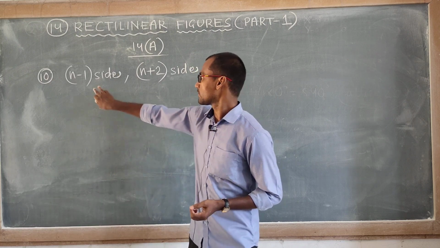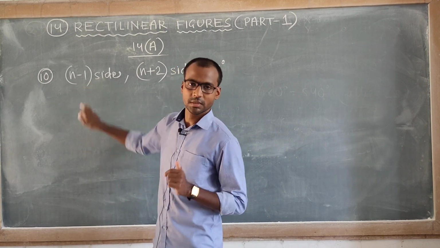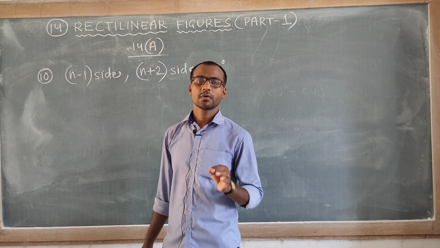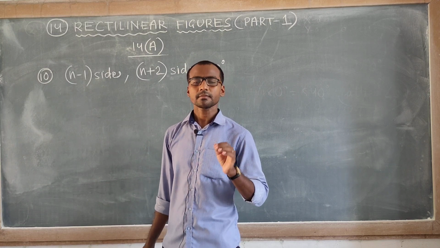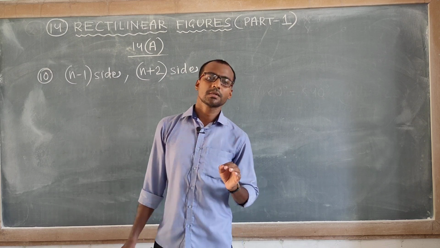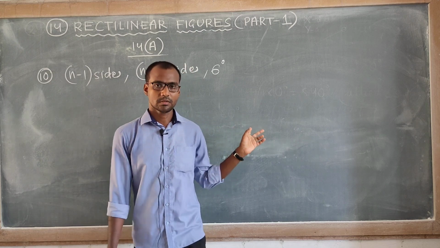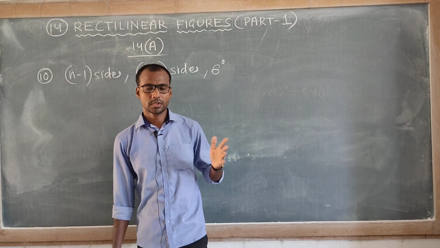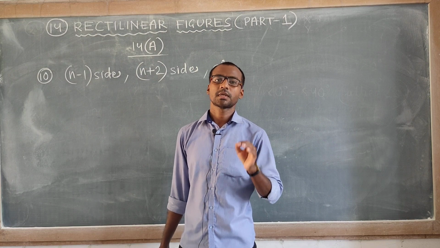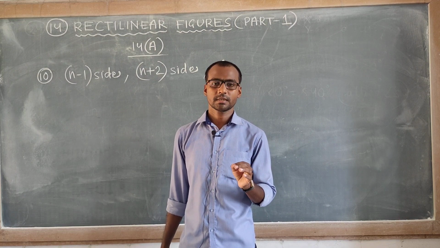Now the first polygon is a regular polygon and it has n minus 1 sides. So what will be the value of each exterior angle? If a regular polygon has n sides, then each exterior angle is equal to 360 degrees by n, by the formula. I have shown it a few minutes before. So each exterior angle is 360 degrees by n for a regular polygon having n sides.